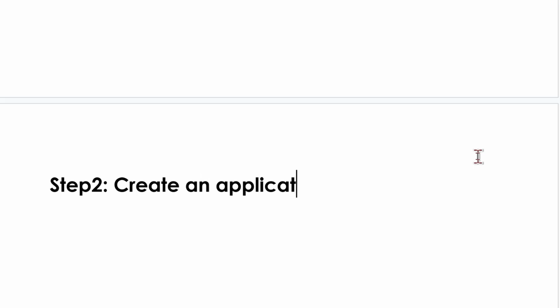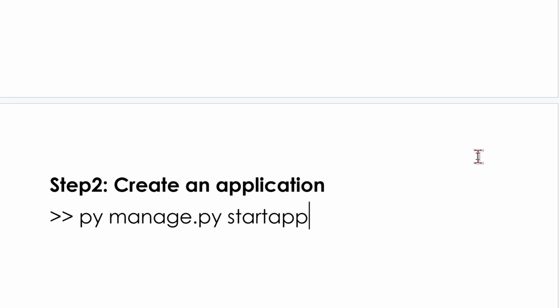Now the second step. We already know we need to change the directory, so I'm not writing that step. The second step I'm writing is create an application. We already know how to create an application. In order to create the application, we need to write this command: py manage.py startapp and the application name. Let's suppose the application name is testapp.